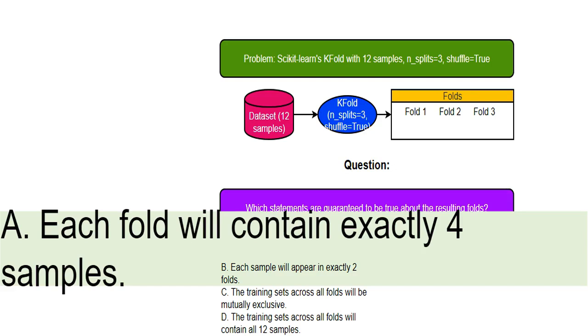This suggests that the training sets used in the 3 folds don't share any common samples. I find this statement false, because KFold's training sets always have some overlap. Samples are reused across folds.